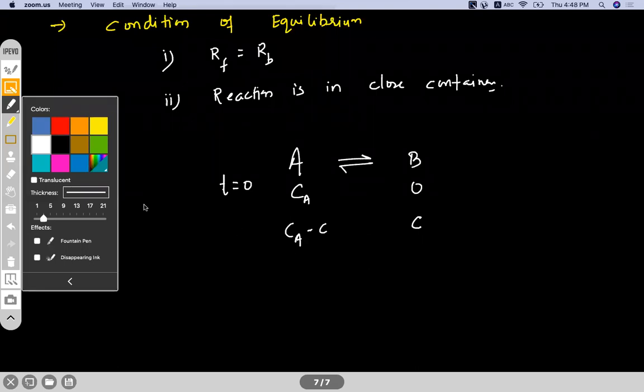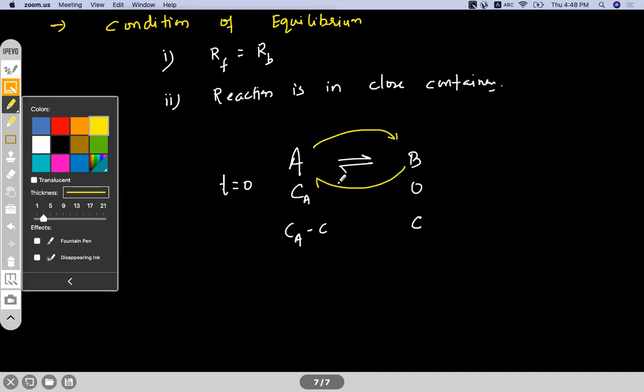It is simultaneously happening. A is going into B, and B is going into A. So initially, rate of backward reaction is lesser than that of forward reaction, but slowly rate of forward reaction is decreasing and rate of backward reaction is increasing. That means the rate of conversion of A into B is gradually decreasing, and the rate of conversion of B into A is gradually increasing. So you'll get a time where the rate becomes equal. Is it clear? Okay, yeah.